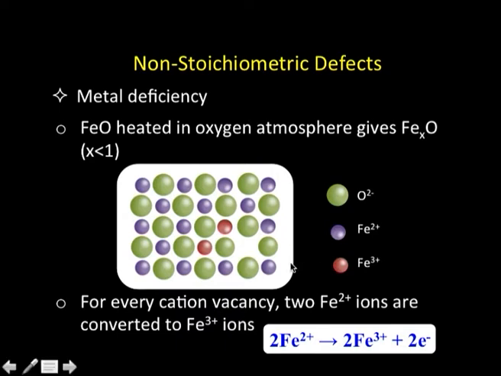Now in order to maintain electrical neutrality, these ferric ions occupy 2 of the cation positions, and a cation vacancy is created. That is, 2 into 3 gives 6 positive charges, and earlier we had 3 ferrous ions, having a charge of 6 plus. Now we have only 2 ferric ions with the equivalent charge, and that charge balance comes into the picture. So this is a typical example of a non-stoichiometric defect with metal deficiency.